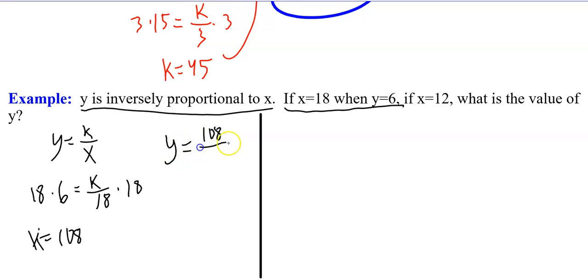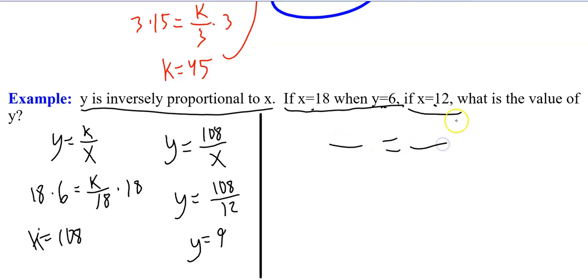So my function rule would be y equals 108 divided by x. If they're inversely proportional, if x equals 12, that would be y equals 108 divided by 12. 8 times 10 is 120, so times 9. So I think that would be y equals 9. Let's see if that makes sense. X equals 18 when y is 6. X went down, which means y should go up. That makes sense, so that definitely works.